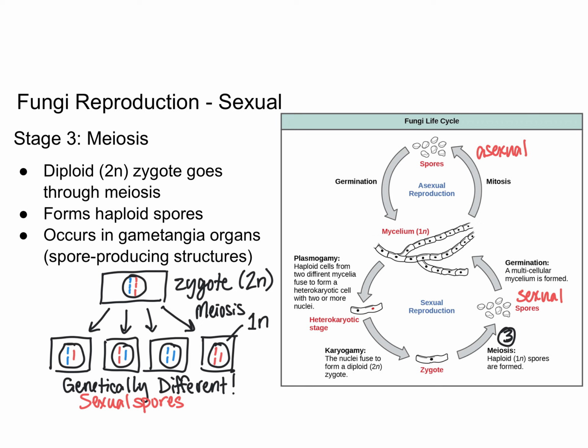And remember that these spores are haploid, so 1N, and they were produced from a zygote that is diploid, which is 2N. Now these spores may develop in a structure known as a gametangia, which is essentially acting like a gonad in fungi. So if you think about in humans, females have ovaries that produce eggs, and males have testes that produce sperm. Well, in this case, fungi have gametangia that produce these sexual spores.